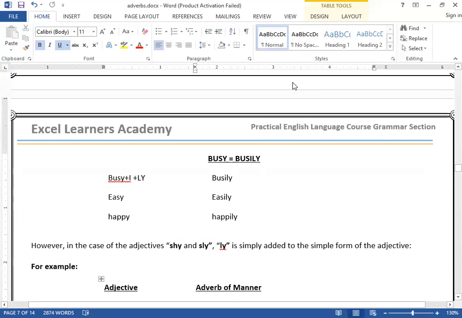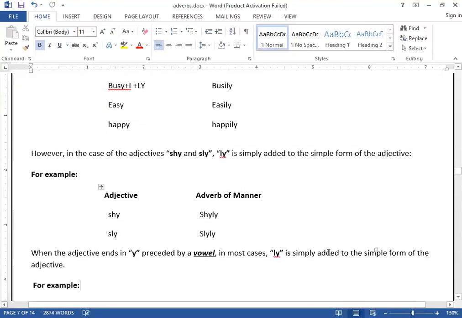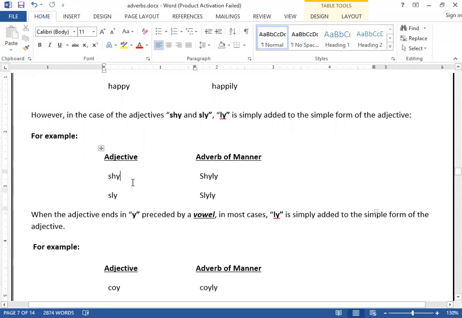However, in the case of adjectives like shy and sly, shy again ends with Y, sly ends with Y. LY is simply added to the simple form of the adjective. With shy, we do not remove Y. We simply put LY with them. Shy plus LY, sly plus LY. It's like mathematics, nothing else.